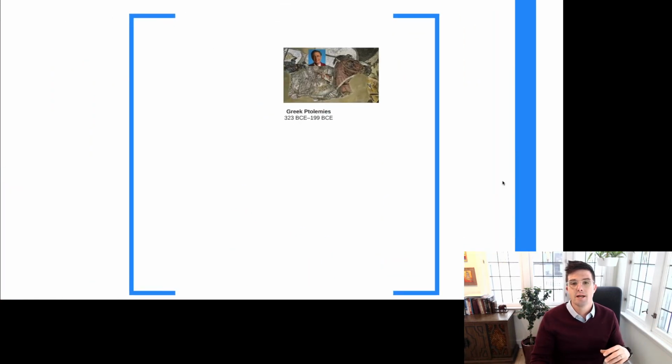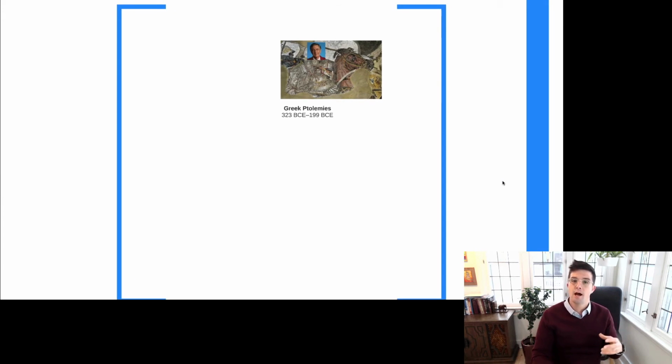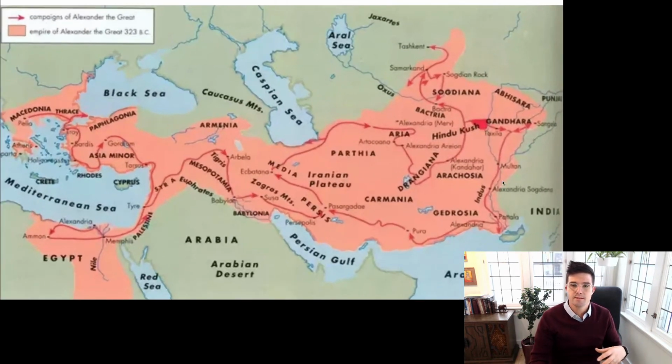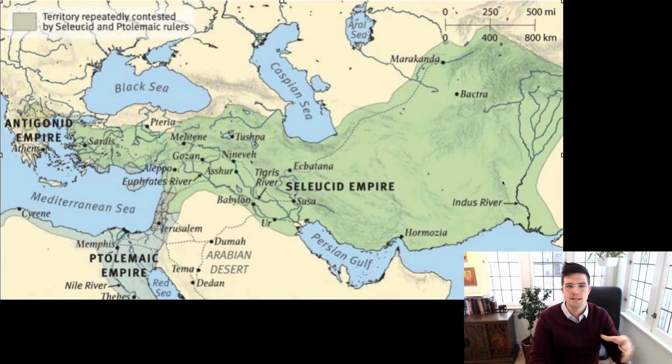Though this is going to later change. After Alexander the Great dies, Alexander leaves no heir, and so his kingdom is sort of divided up. And we have the Greek Ptolemies and the Greek Seleucids. So here's the Persian Empire sort of at the extent of Alexander the Great in 323 BCE. Alexander dies, and the empire is sort of divided between the Seleucids and the Ptolemies. The Ptolemies here in the south, the Seleucids in the north.